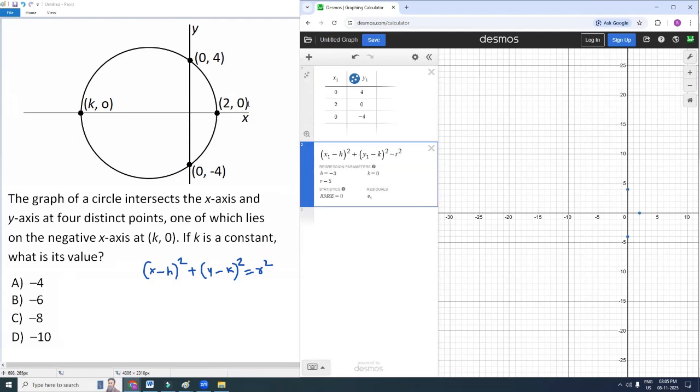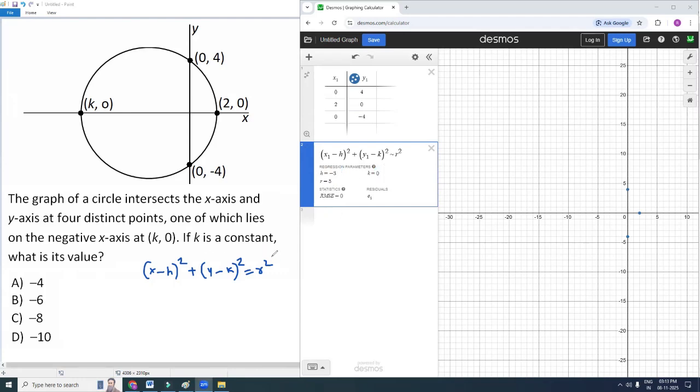Usually we use this kind of format in Desmos, that is for x we take x1, for y we take y1, and for the equal sign we take the tilde sign. We do it to get the values of the unknown constants h, k, and r. Here I got the value of h, that is -3, and k is 0, and r is 5.